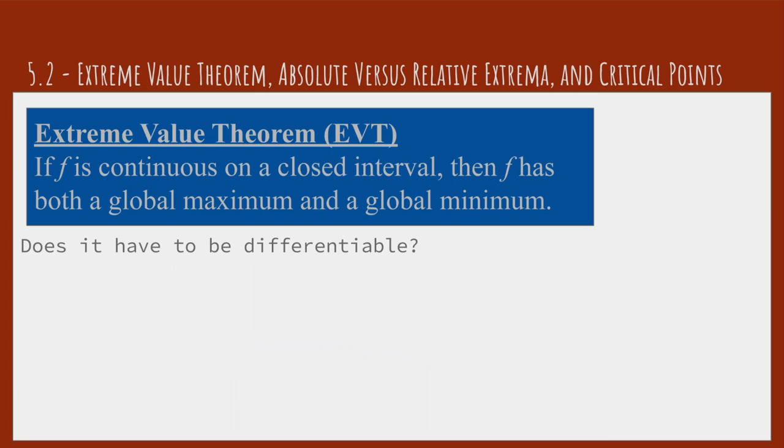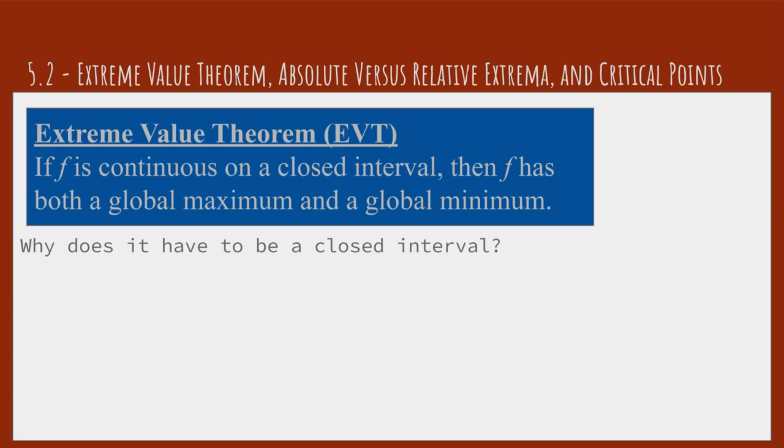Next question, does it have to be differentiable? And the answer to this is no. So if we have a function on a closed interval, we can have corners, we can have cusps, we can have vertical tangents, and none of those really matter. So we have a corner there, kind of looks like. We have maybe a vertical tangent here at this point. The only thing that matters is that it's continuous on a closed interval, and in that case, it has to have an absolute maximum, looks like it's going to be right there, and an absolute minimum looks like it's going to be right there.